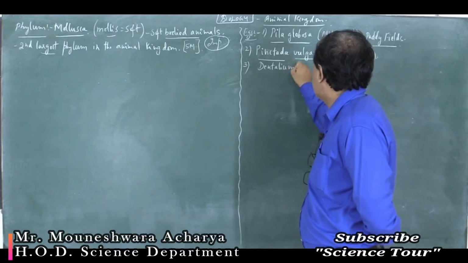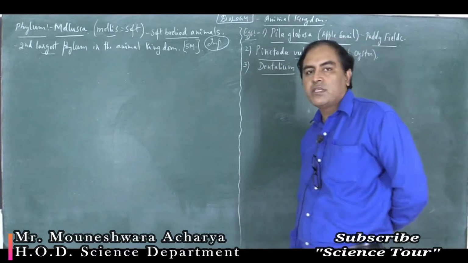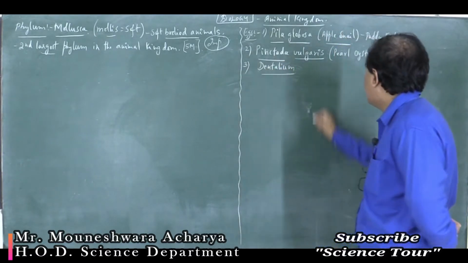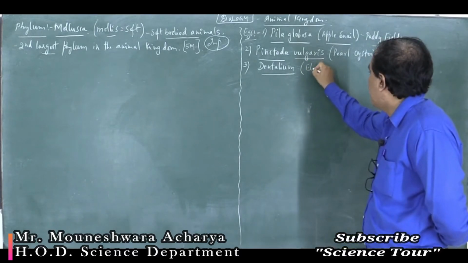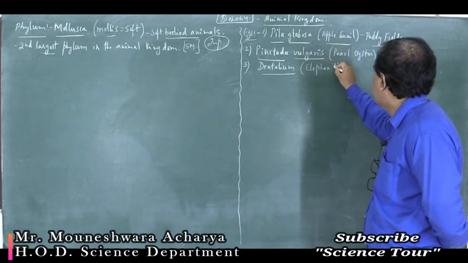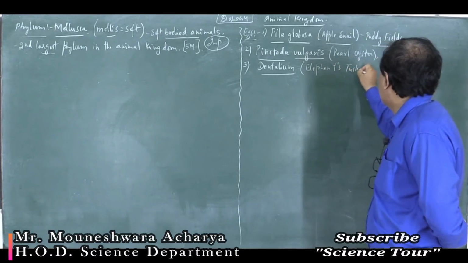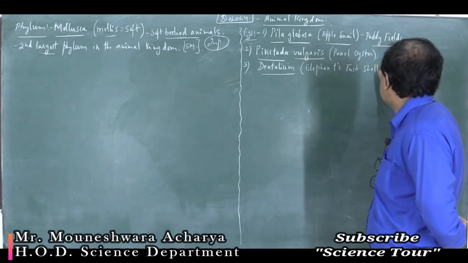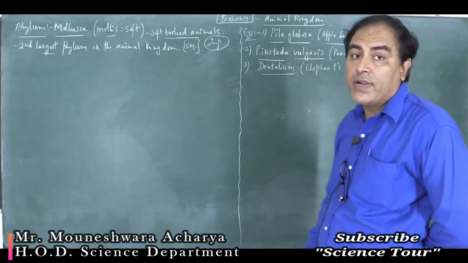Then third example is Dentalium. I have a few specimens and a few pictures I will show later. Dentalium is commonly called as elephant's tusk shell, because the shell appears like that of an elephant's tusk.